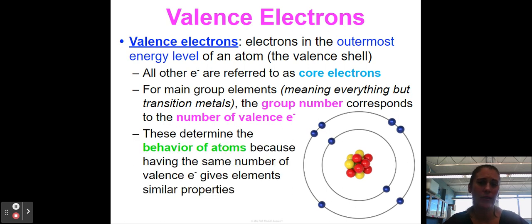These determine the behavior of atoms, because having the same number of valence electrons gives elements similar properties. So all elements in group 2A, for example, that have 2 valence electrons, are all behaving similarly.